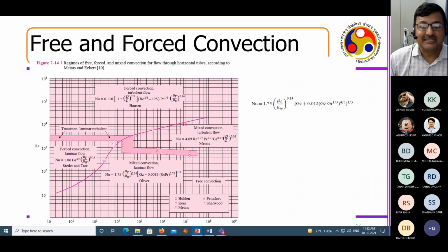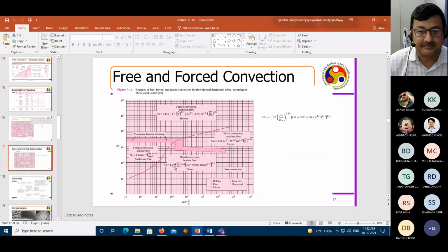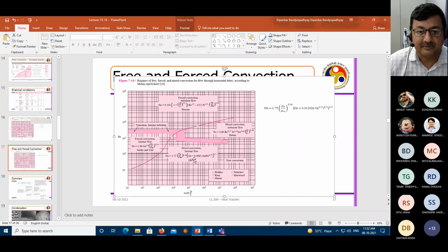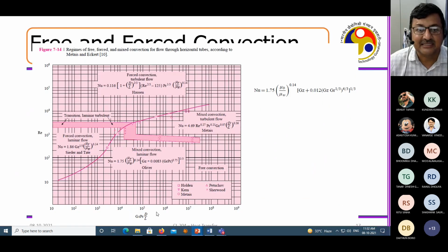So now you see that in this plot also, different types of, as I was telling, sorry, I can just put it a little higher, so you will be able to really see the y-axis or x-axis also. So again, you can see here free and forced convection. So these are regimes of free mixed convection through horizontal tubes. Say, suppose a kind of shell and tube heat exchanger.